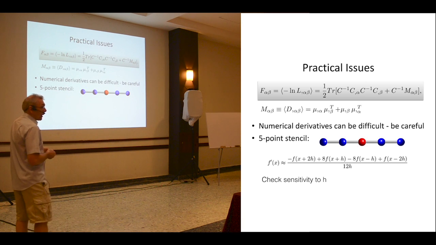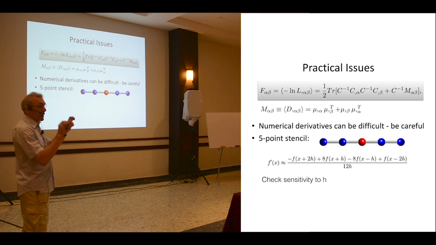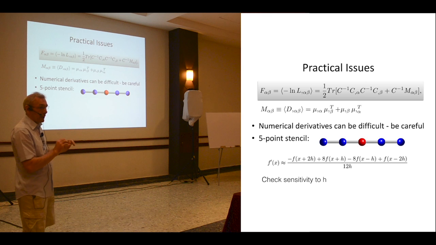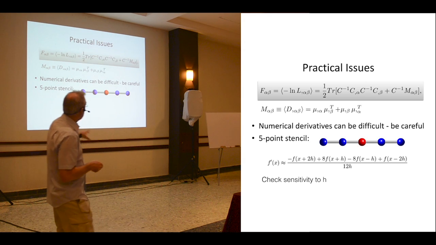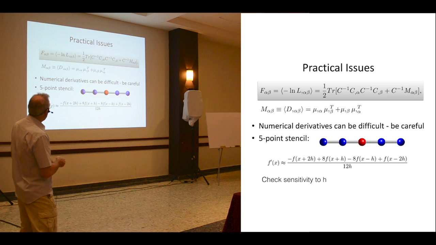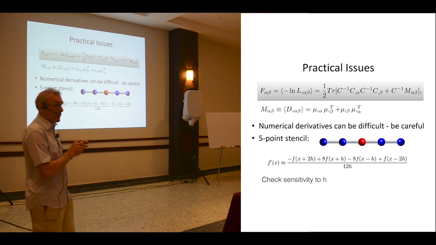The one that I generally use is a thing called a 5-point stencil. So you could just take 2 points and then just take the difference between the two values of whatever it is and divide by the difference in the parameter. That's not a very good way of doing things. It's better to take 5 points and then approximate the derivative by this linear combination of the 5 points around the point of interest.